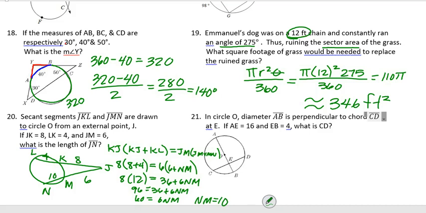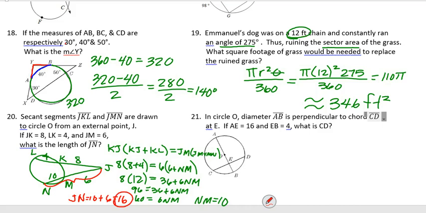Now we should be able to see, because it's asking us for the length of JN. J is the whole thing, so I just have to add 10 plus 6. So JN is 16.